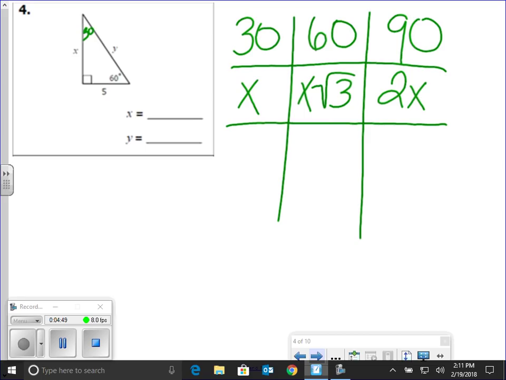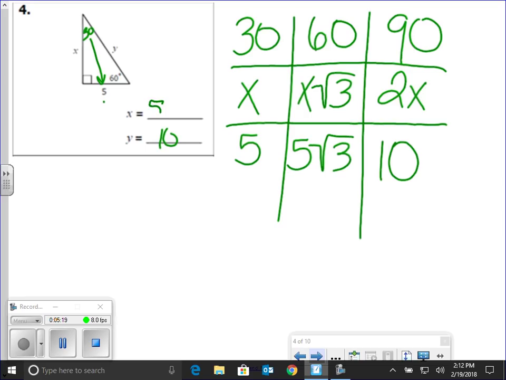So let's figure out what they gave us. We got this 5, which is across from the 30-degree angle, so that's the short side. So that's a 5. Then our 60-degree side, or our longer side, would be 5 square roots of 3. We're just plugging in x. And then we plug in x here, so 2 times 5, which would be 10. So our hypotenuse, which is y, is 10, and our long leg will be 5 square roots of 3.